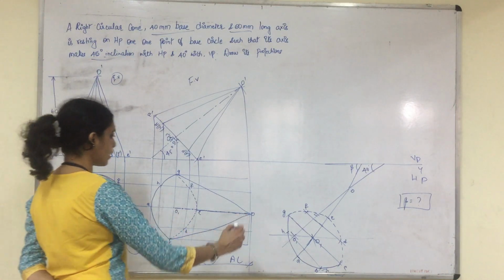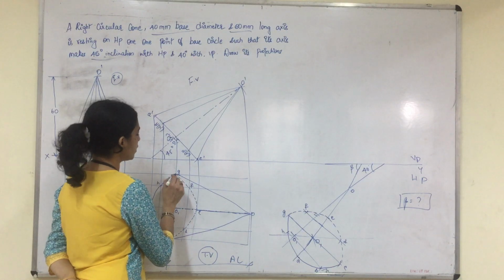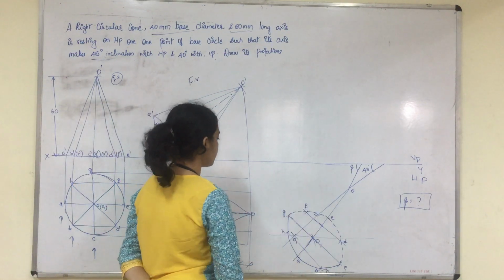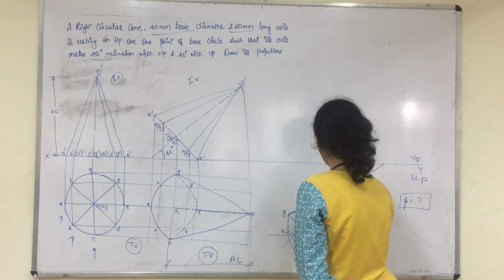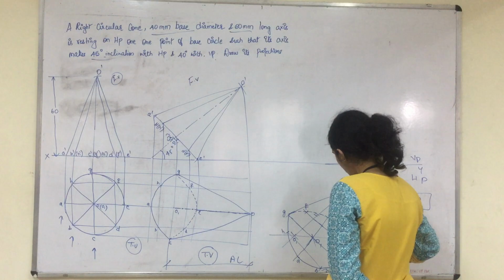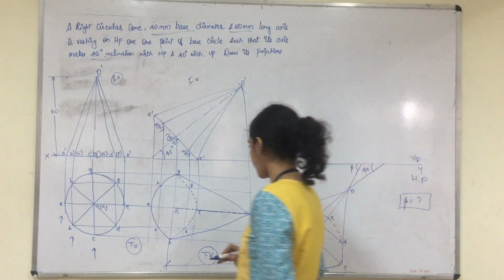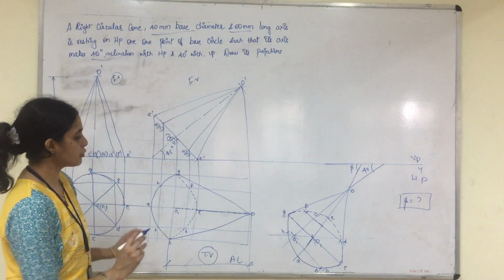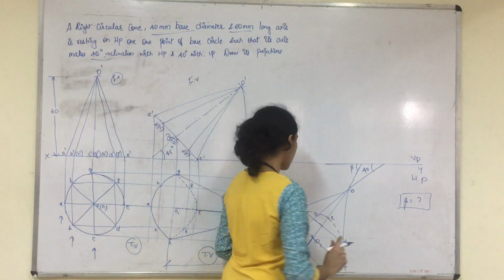So once this is done, what we'll do is we need to join the generators at the end of the circumference of the circle to our apex. So G is one of the generators. So kindly join, and from C also. Right? So we have now shifted our top view of the second stage to the beta angle.